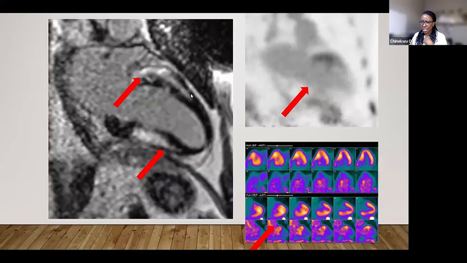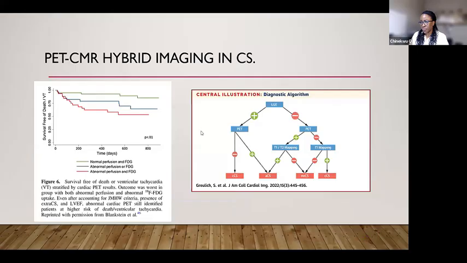his anterior wall scar is FDG avid, which shows that there is metabolic activity. This is alive. This is probably inflamed. His inferior wall scar is actually FDG silent, so it's probably not inflamed, and all the inflammation is around here. And this is probably where his tachyarrhythmias are being generated from.